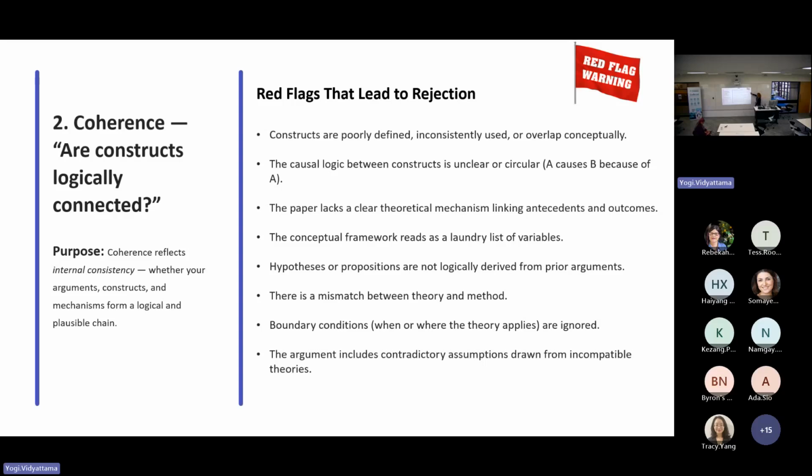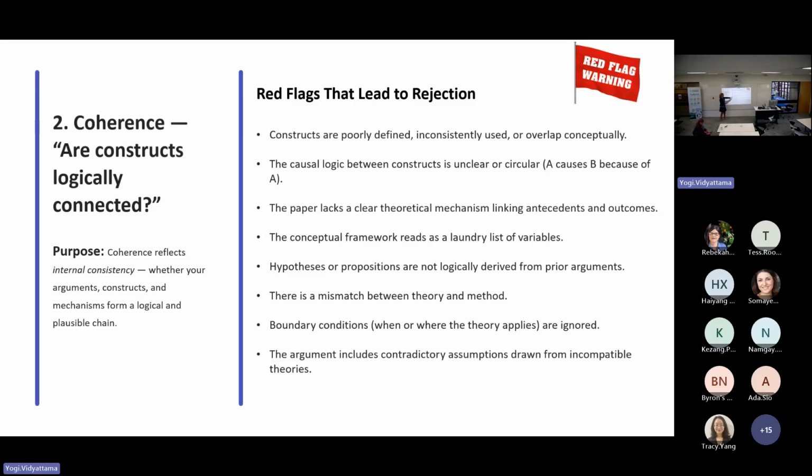The causal logic is not there. A causes B because of A. Circular thinking, right? Not getting anywhere. The paper lacks a clear theoretical mechanism linking antecedents and outcomes. There's no logical explanation of how you set up whatever is an antecedent versus whatever is an outcome, and it's not clearly defined in what you're trying to do.